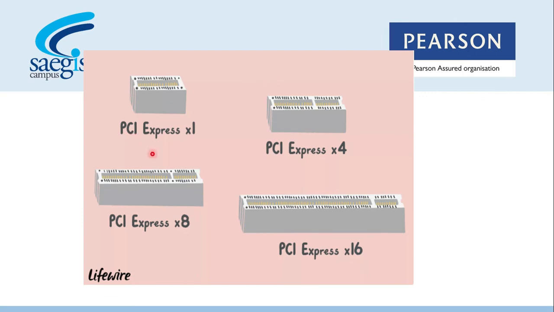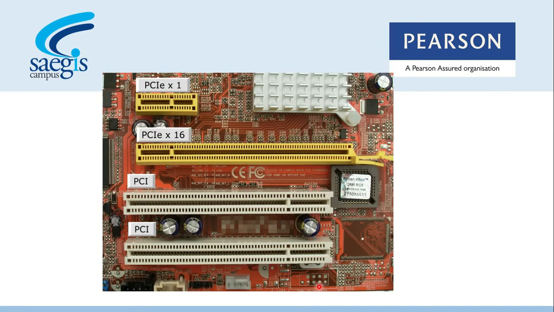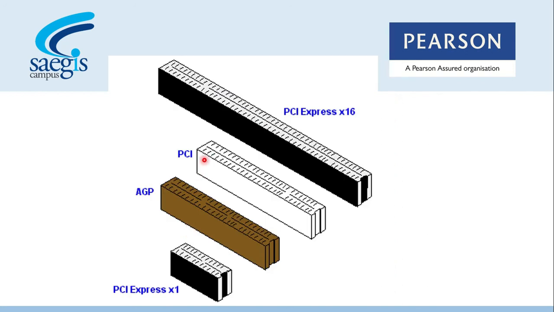Here we can compare the sizes of the versions of PCI. PCI Express 1 is displayed as x8, x4, and x16. Here is a motherboard that contains both PCI expansion slots and PCIe expansion slots, and you can see the difference between these two slots. And this is a comparison of PCI slots, PCIe slots, and an AGP slot.